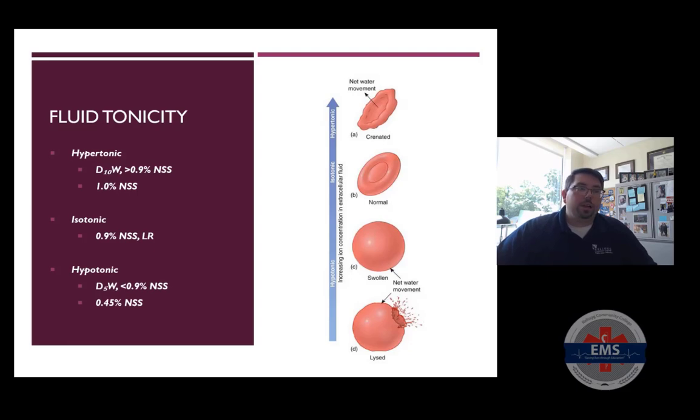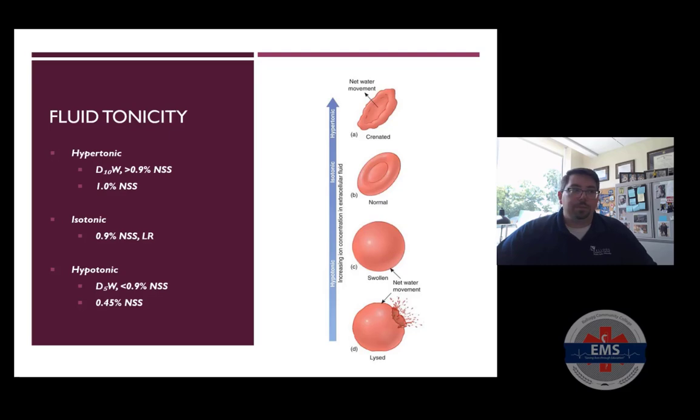Fluid tonicity, we've talked about these before early on. We talked about hypertonic, isotonic, and hypotonic solutions. Hypertonic solutions are things like D10 or anything greater than 0.9% sodium chloride. We also know that a 1% saline solution can also be considered.